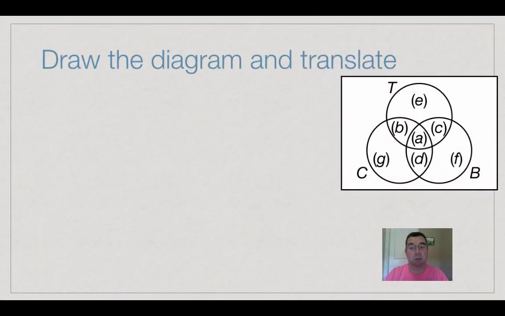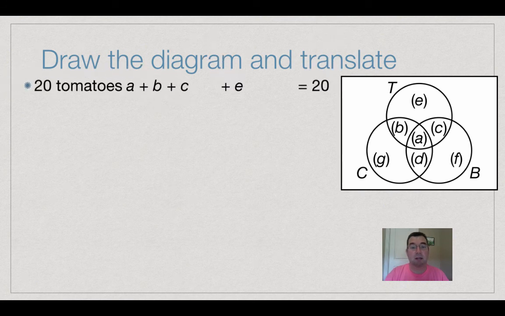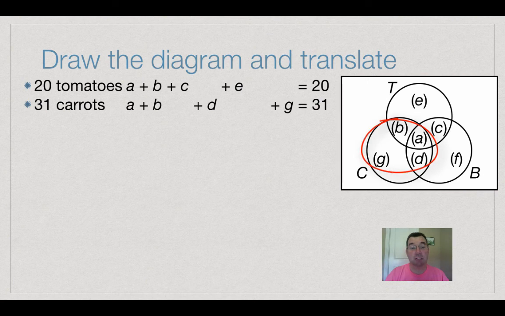Here we go. So there's the region. I've got T representing the group of tomato growers, C is the carrot growers, and B is the bean growers, with a possibility for overlap between any 2 groups and a possibility for all 3 groups to overlap. I know that there are 20 tomato growers, so that represents A, B, C, and E. All of those have to add up to 20. There are 31 carrot growers, so A and B and D and G, all of those are in circle C, so those have to add up to 31.